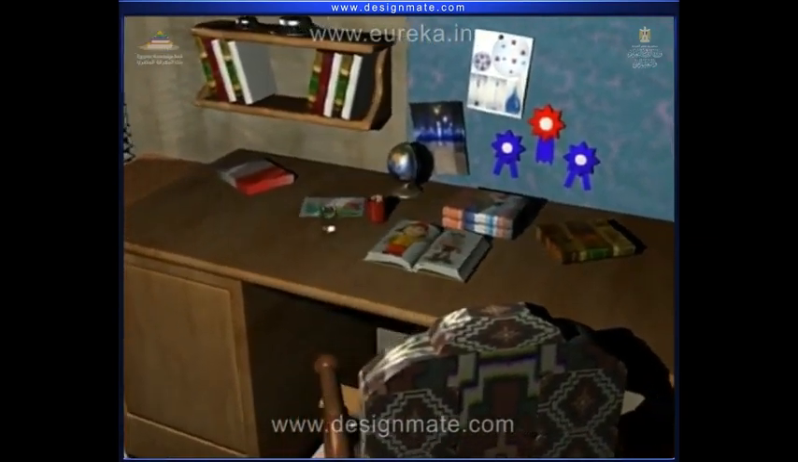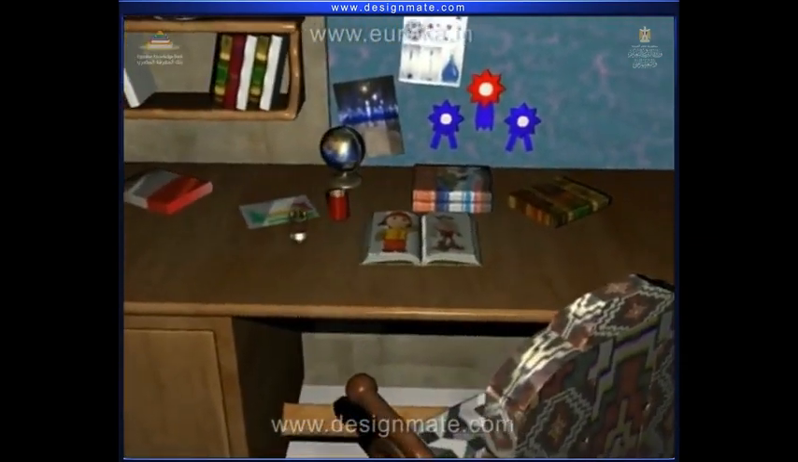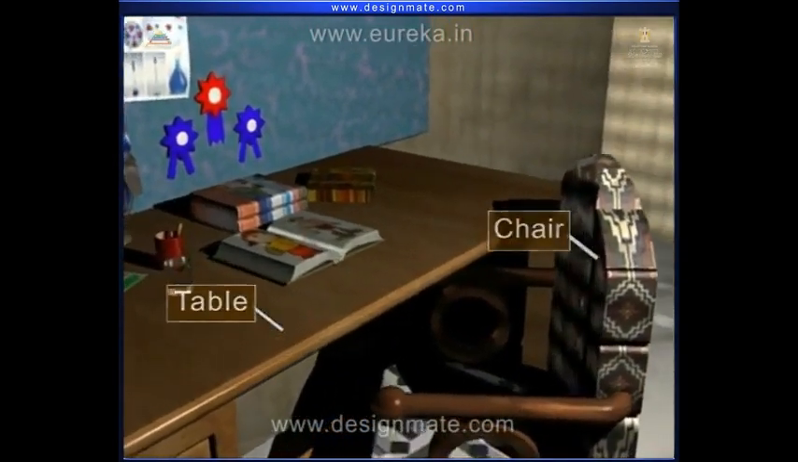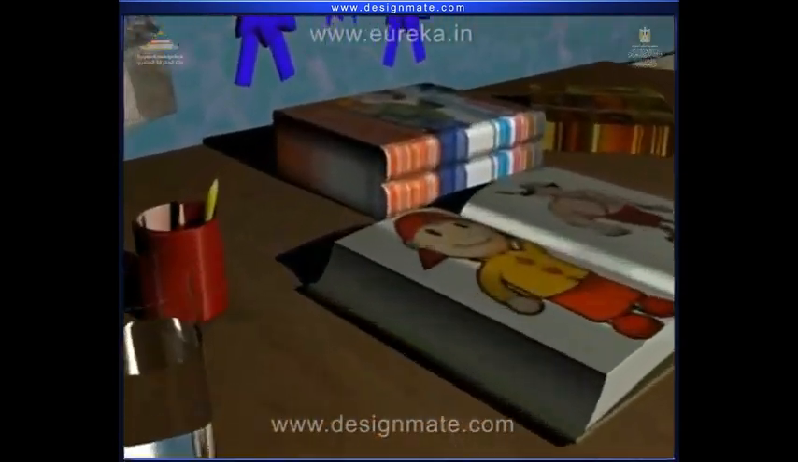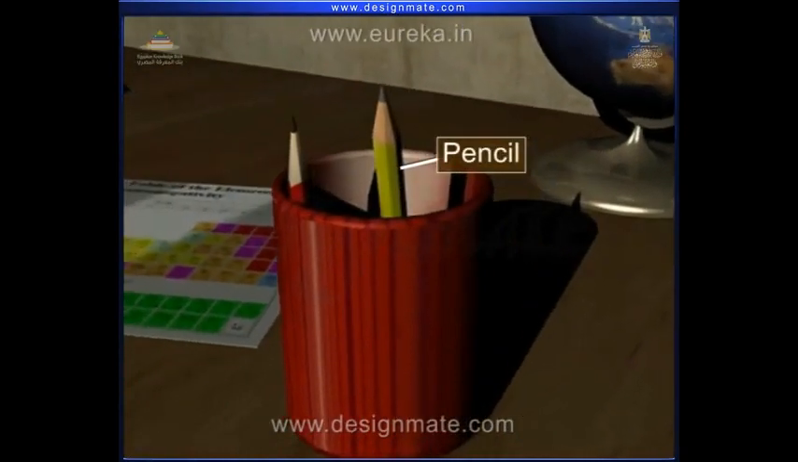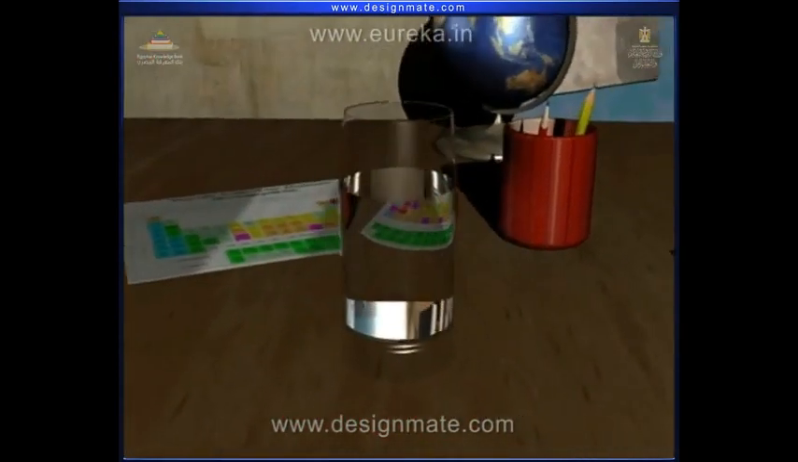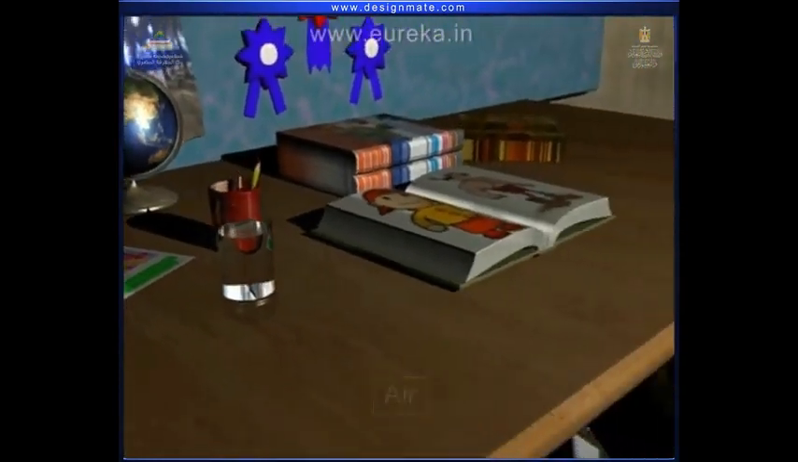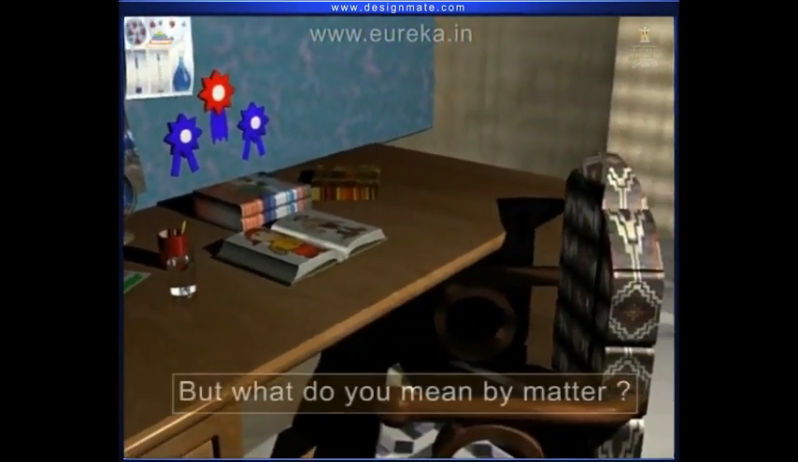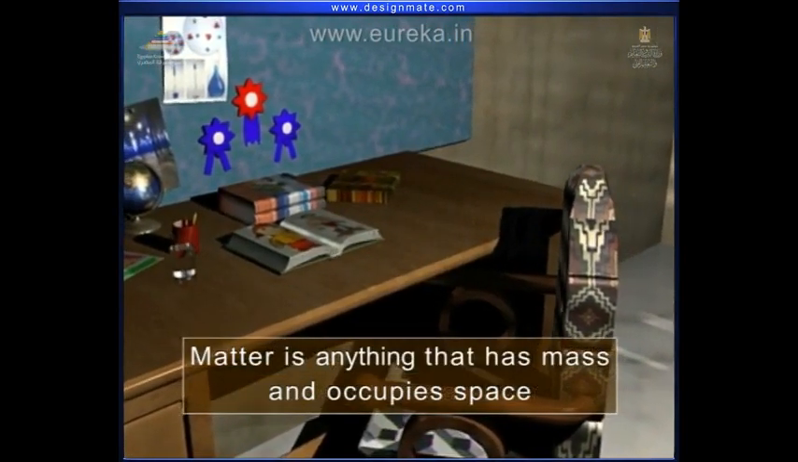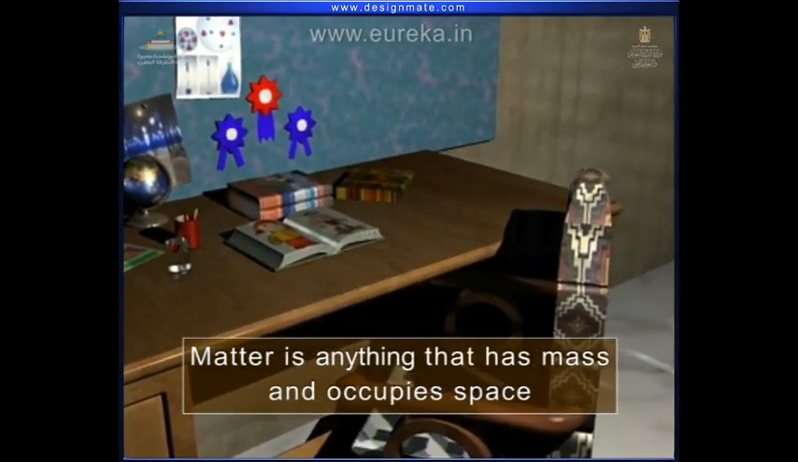Observe different types of substances around you. All the substances such as table, chair, pencil, water, and air are made up of matter. But what do you mean by matter? Matter is anything that has mass and occupies space.